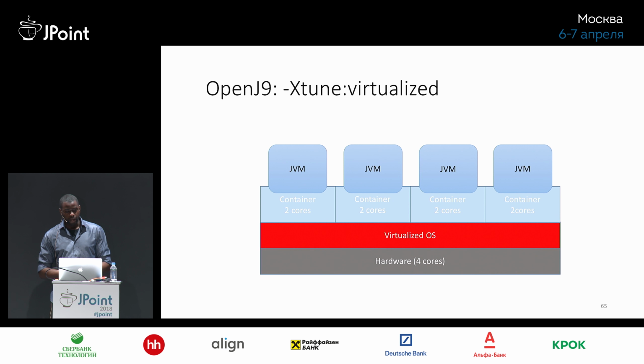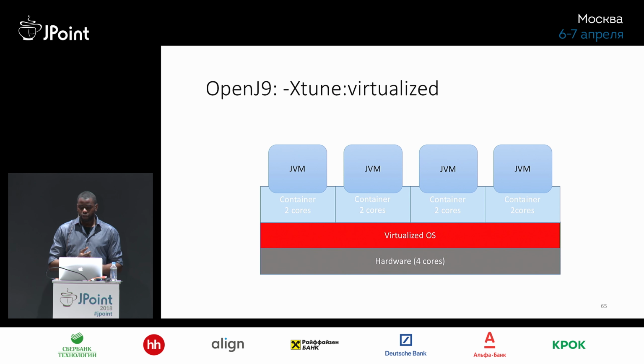So now we'll take a look at another feature. The Xtune virtualized is another option to improve JVM performance in resource-constrained environments. It's typical for cloud deployments to under provision. So here's an example where the hardware only has 4 cores, but each container believes it has 2. So in this case, you really have less resources than you think you have.